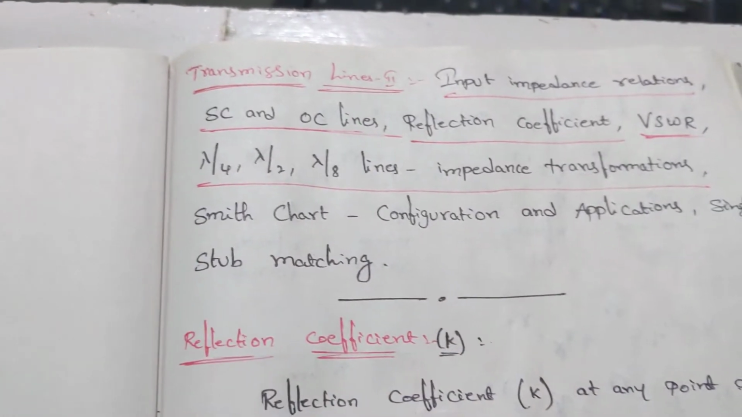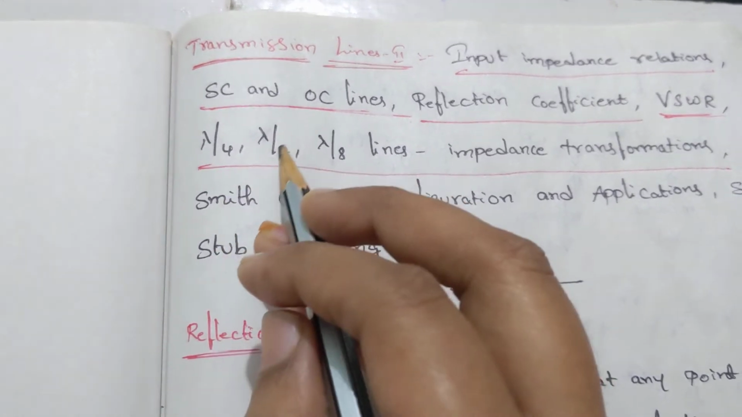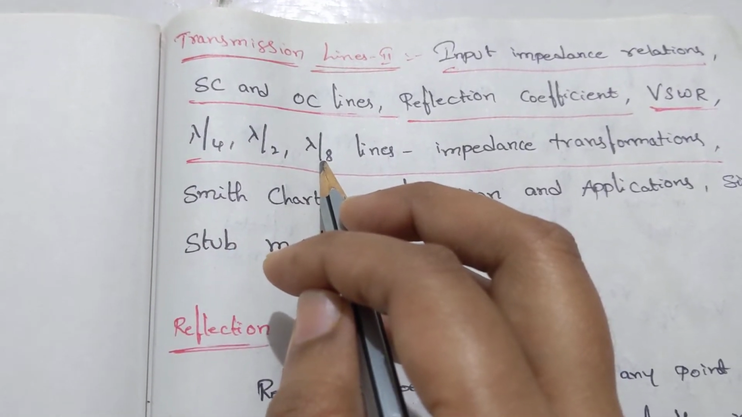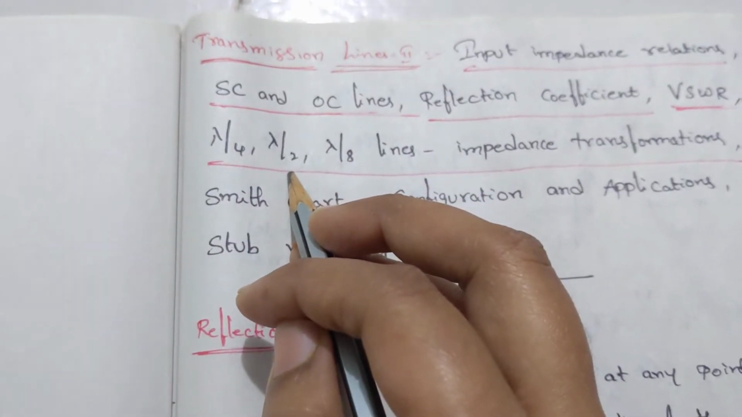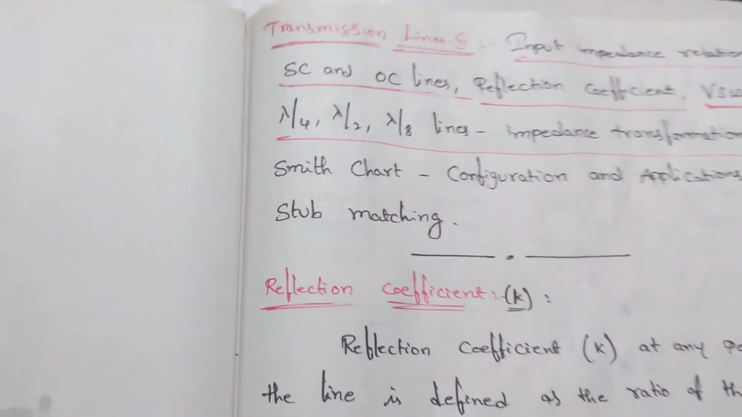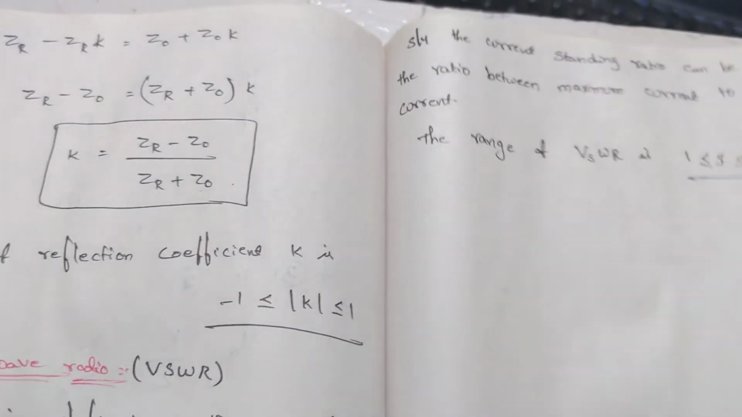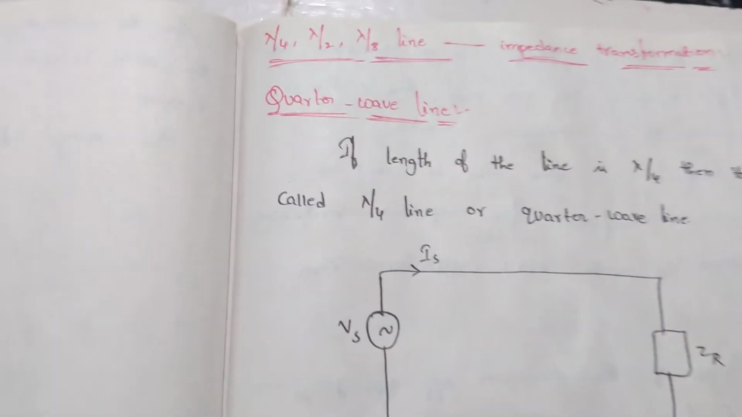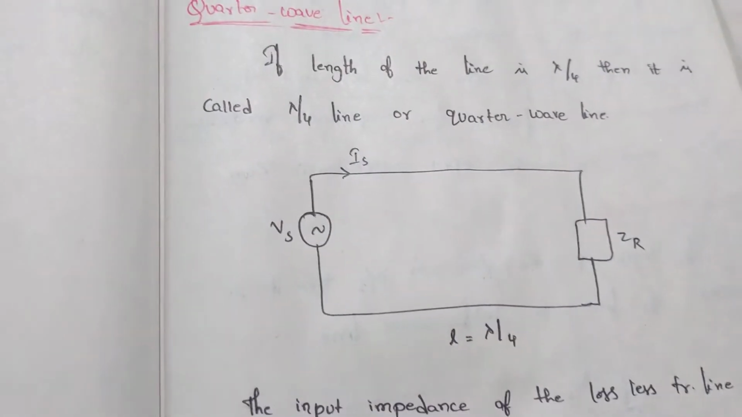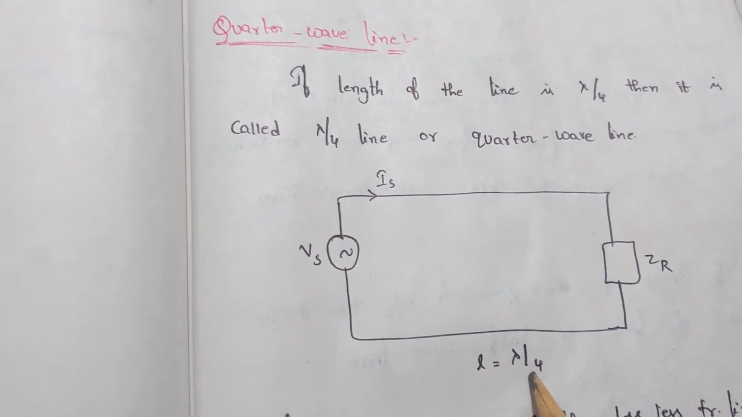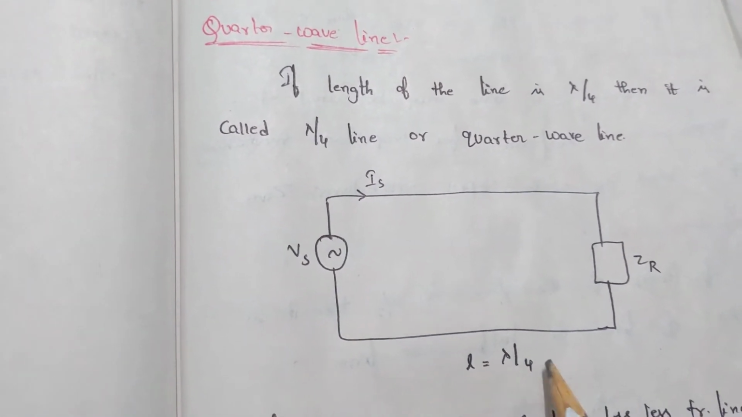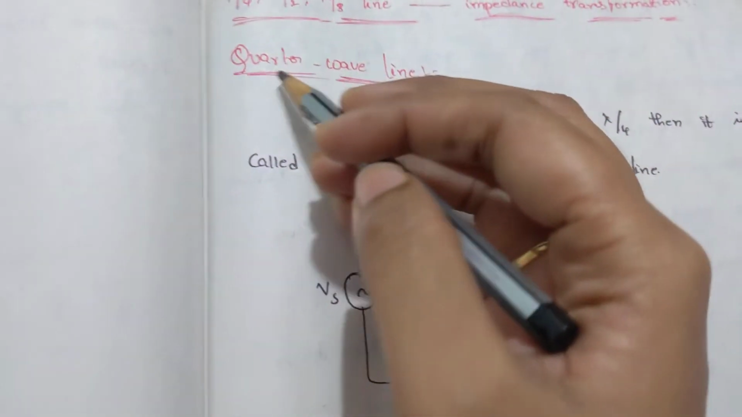Good morning to everyone. In today's video, we are going to see lambda by 4 line, lambda by 2 line, or lambda by 8 line. The same thing, we call it a quarter wave line, half wave line, or eighth wave line. Here the concept is very simple. Whatever the line length is assumed as lambda by 4 or lambda by 2 or lambda by 8, based upon the line length value, we term the line that way.